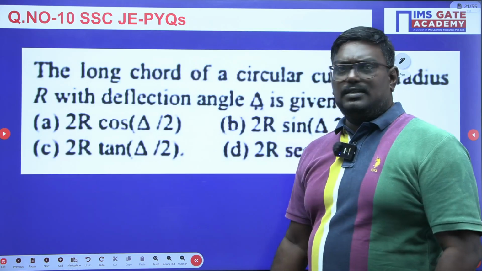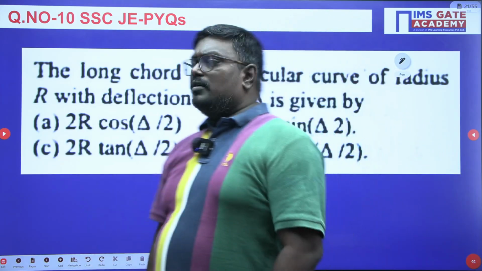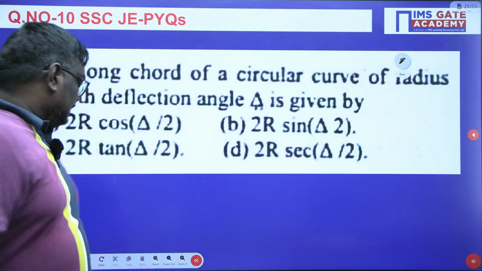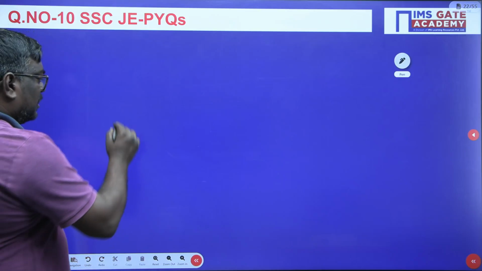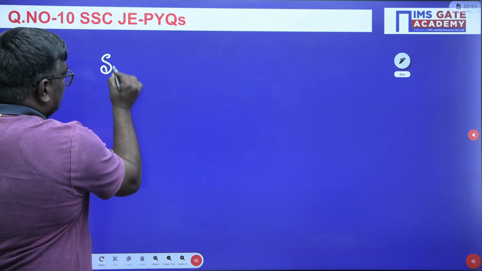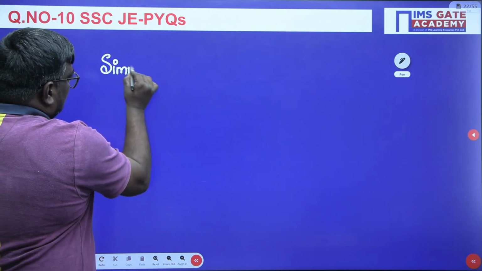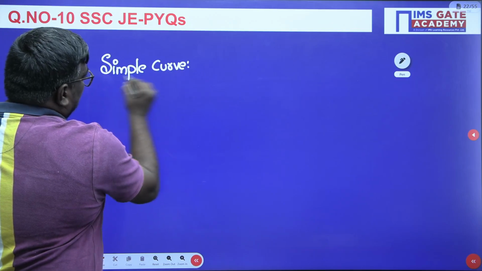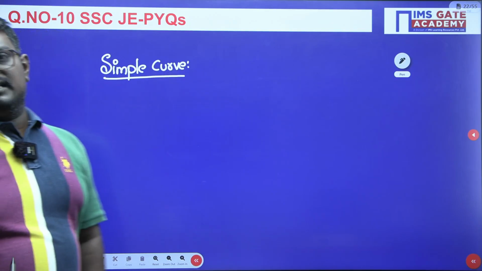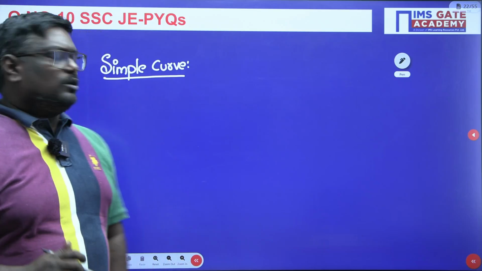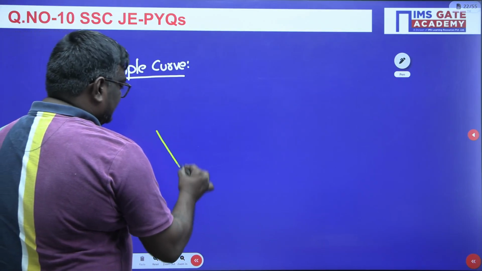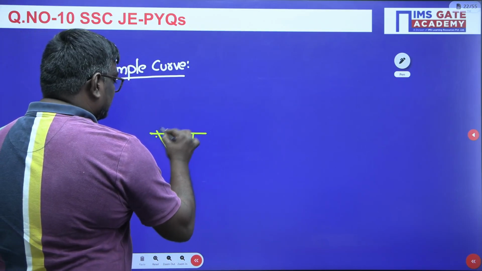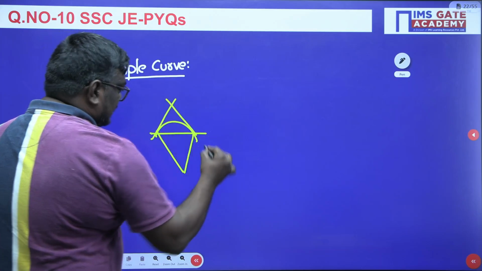Now see students, the long chord of a circular curve with a deflection angle and radius R. Now for this, let me tell you some important things. You have to consider what is a simple curve. A simple curve is a curve which is connected by two straights. A curve connected by two straights is nothing but a simple curve. So here, if I consider this as a simple curve.